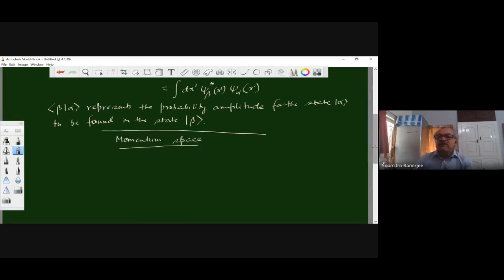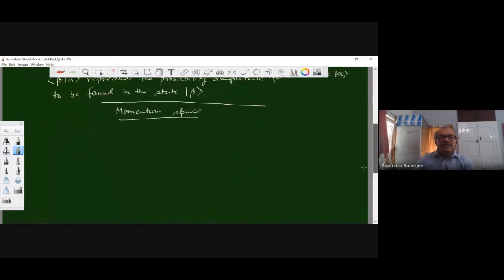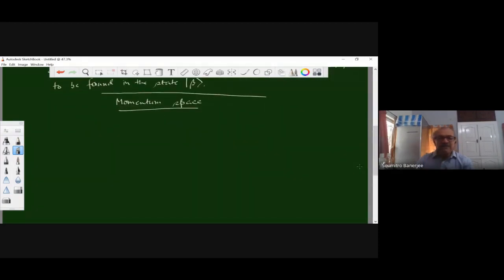So far, we were doing everything in the position space. See, all these things were done in position space. Now, psi will be expressed in the momentum space exactly in the same way. We'll define the momentum eigenfunctions exactly in the same way as we did in case of the position eigenfunctions. So effectively, we are talking in terms of the p basis.